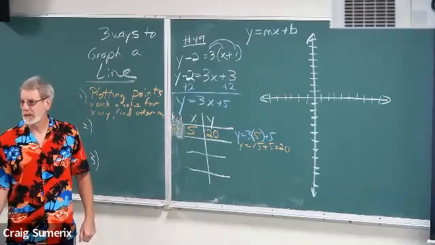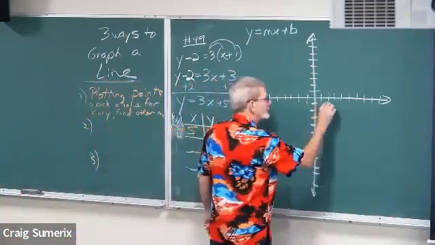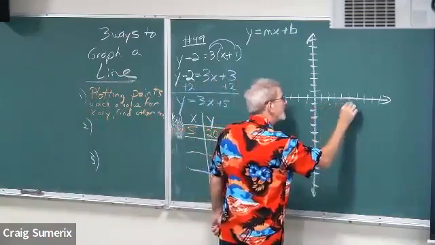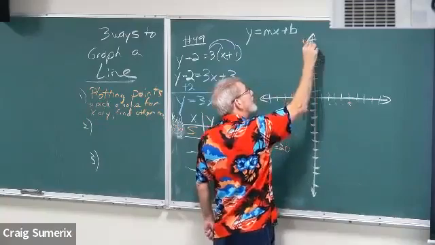Where is 520 on my grid? You know what it is. 1, 2, 3, 4, 5. 1, 2, 3, 4, 5, 6, 7, 8, 9. Oh crap.